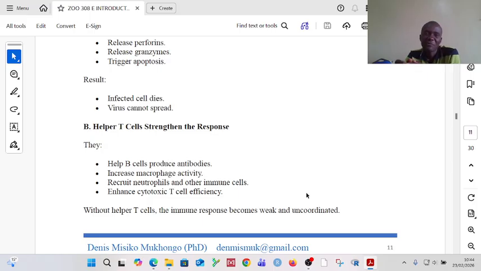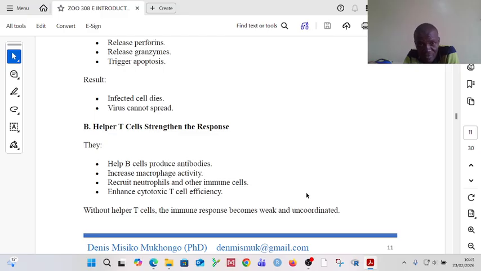The helper T cells will as well enhance the activity of the cytotoxic T cells, making their activity more efficient. The cytotoxic T cells kazi yake ni kuua. So it means the helper T cells zitasaidia the cytotoxic T cells to kill the infected cells, the abnormal cells better. They kill them more efficiently.